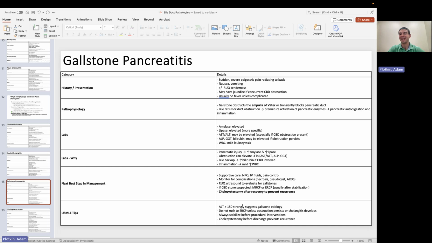So again, USMLE tips: if I see pancreatitis with high levels of ALT, I want to think about gallstone pathology. It can get tricky because another common cause of pancreatitis is alcohol, okay? And alcohol can obviously cause my elevated AST and ALT, especially in that 1.5 to 2 to 1 ratio. The literature is saying 2 to 1 or 1.5 to 1. Remember, it's somewhere around that ratio. So don't just jump to it, right? Use all the clinical clues. Don't rush to that ERCP unless the obstruction persists or cholangitis develops. Always stabilize before we do any kind of procedural interventions. And then cholecystectomy before discharge prevents the recurrence.